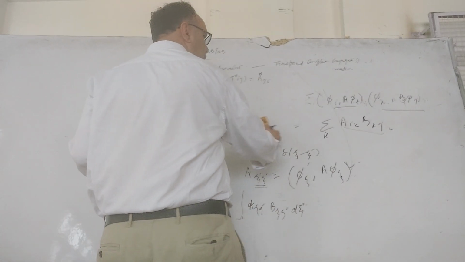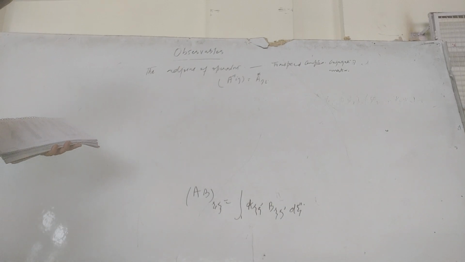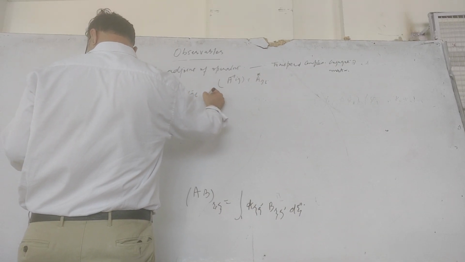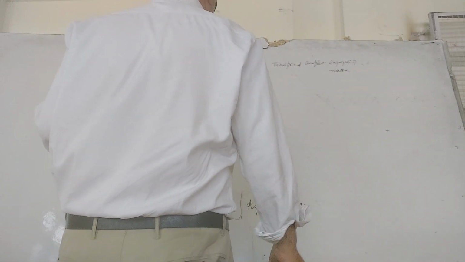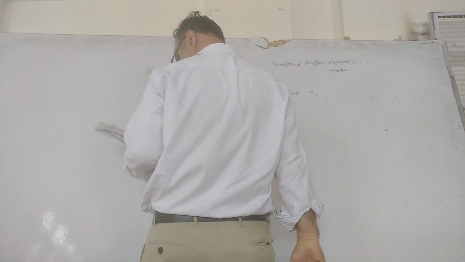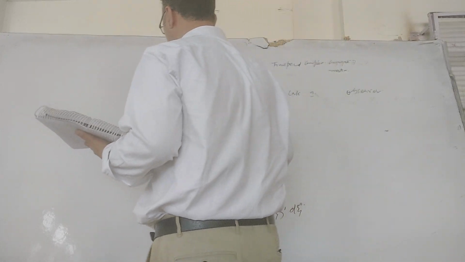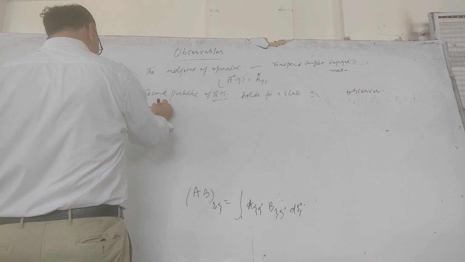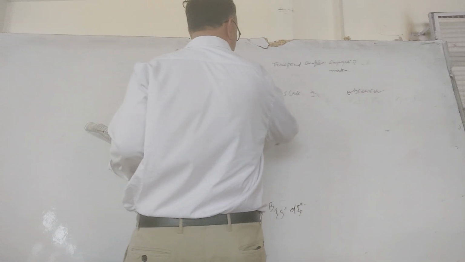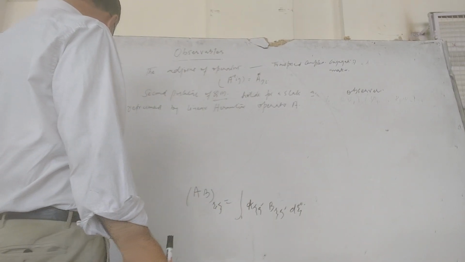So what the second postulate of quantum mechanics states is that it holds for a state that has a definite value A, for an observer represented by a linear Hermitian operator A, if and only if the state vector psi is an eigenstate of A with eigenvalue A.